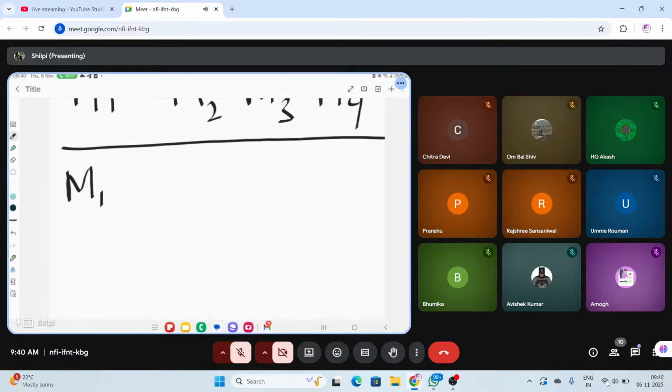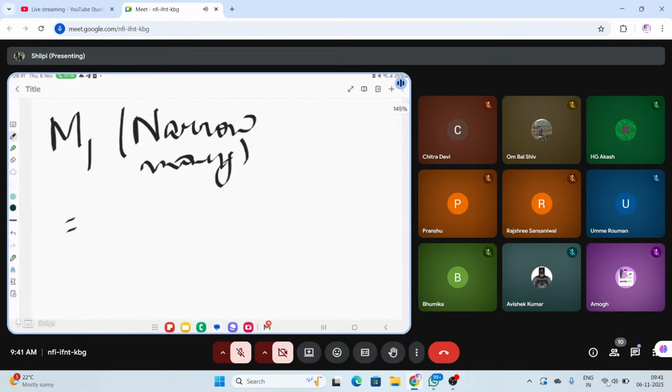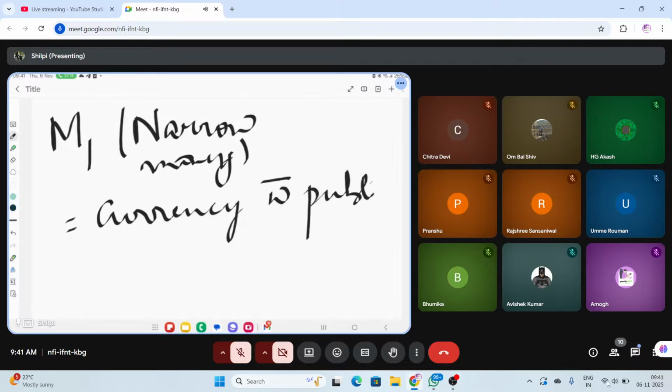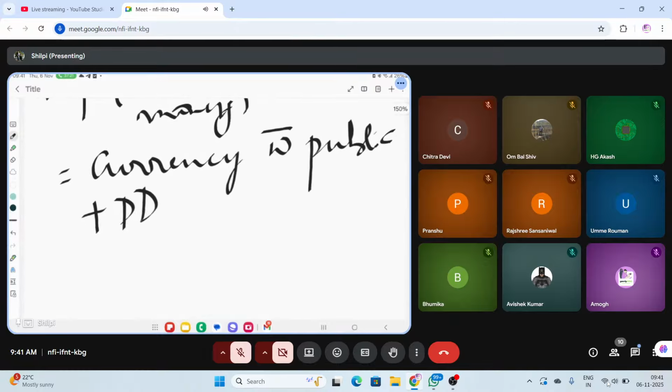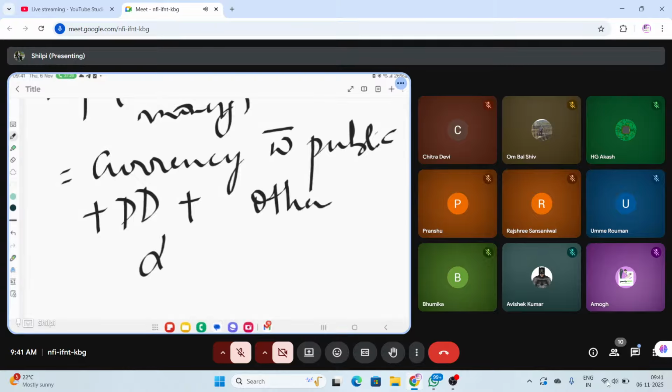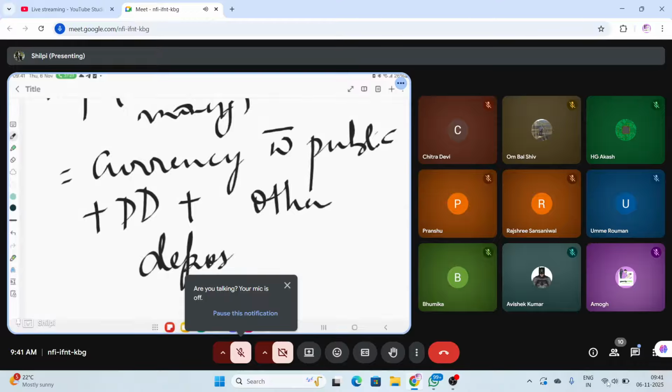So M1 is often called the narrow money. And the formula for M1 is nothing but whatever the currency is with the public, plus whatever the demand deposits are with the public, plus some other deposits with RBI.